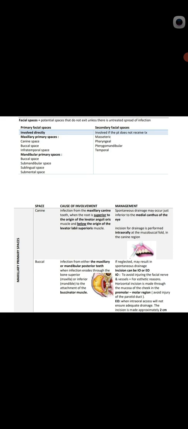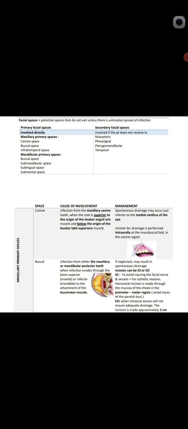First is the maxillary primary space infection. First is the canine space. Now we will discuss each space in a table: causes of involvement and management. In canine space infection, the cause of involvement is infection from the maxillary canine, when the root is superior to the origin of the levator anguli oris muscle and below the origin of the levator labii superioris muscle.